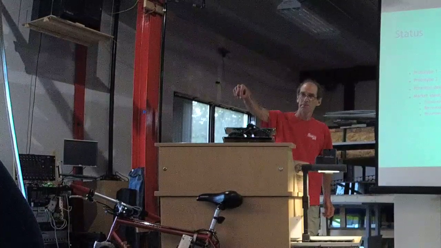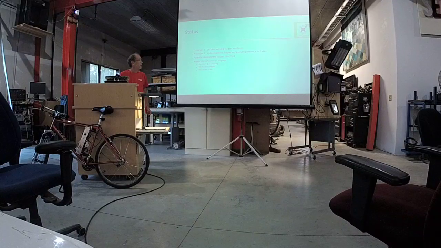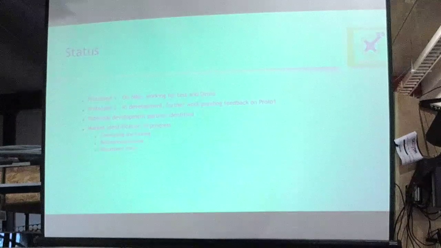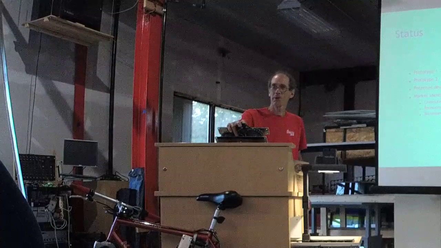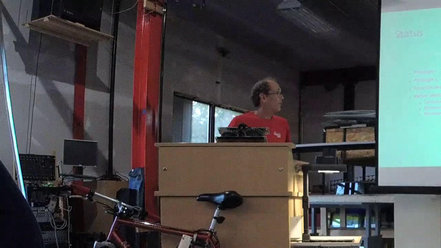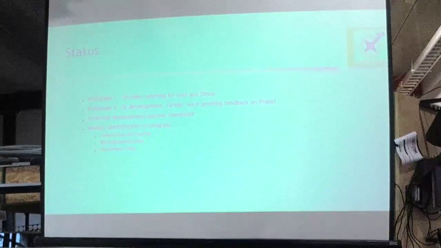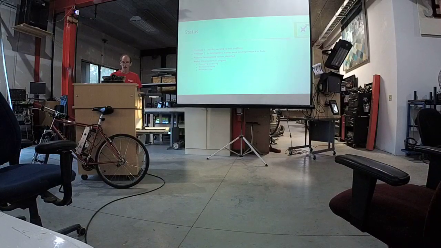Status right now, we have the prototype that you see in front of me working for test and customer demos. Prototype 2 is in development. It's made primarily with 3D printed parts right now. We are in the process of replacing those with metal parts so that it will actually work, but this, except for the flexing of the plastic, would work. And we've identified a potential development partner to take this to market, and we're doing further identification of what customers want this first. They'll pay the price to be an early adopter.